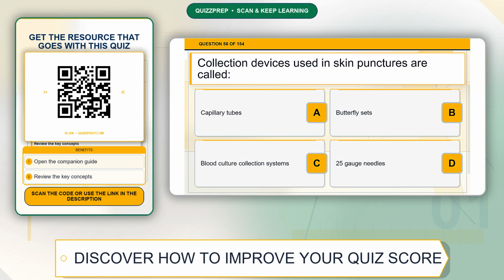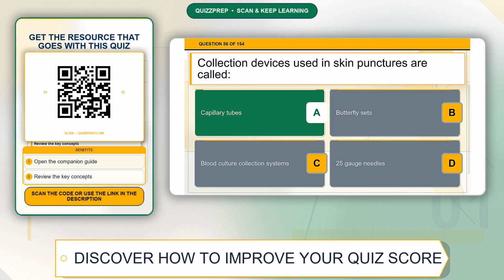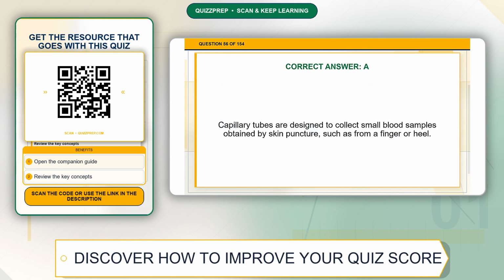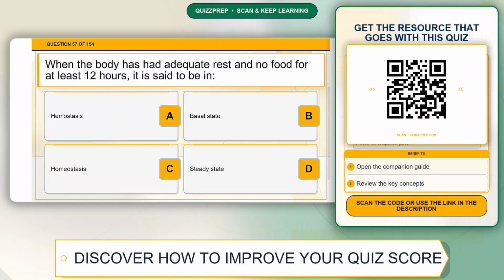Question 56. Collection devices used in skin punctures are called Option A, capillary tubes. Option B, butterfly sets. Option C, blood culture collection systems. Option D, 25-gauge needles. The correct answer is option A, capillary tubes. Explanation. Capillary tubes are designed to collect small blood samples obtained by skin puncture, such as from a finger or heel.